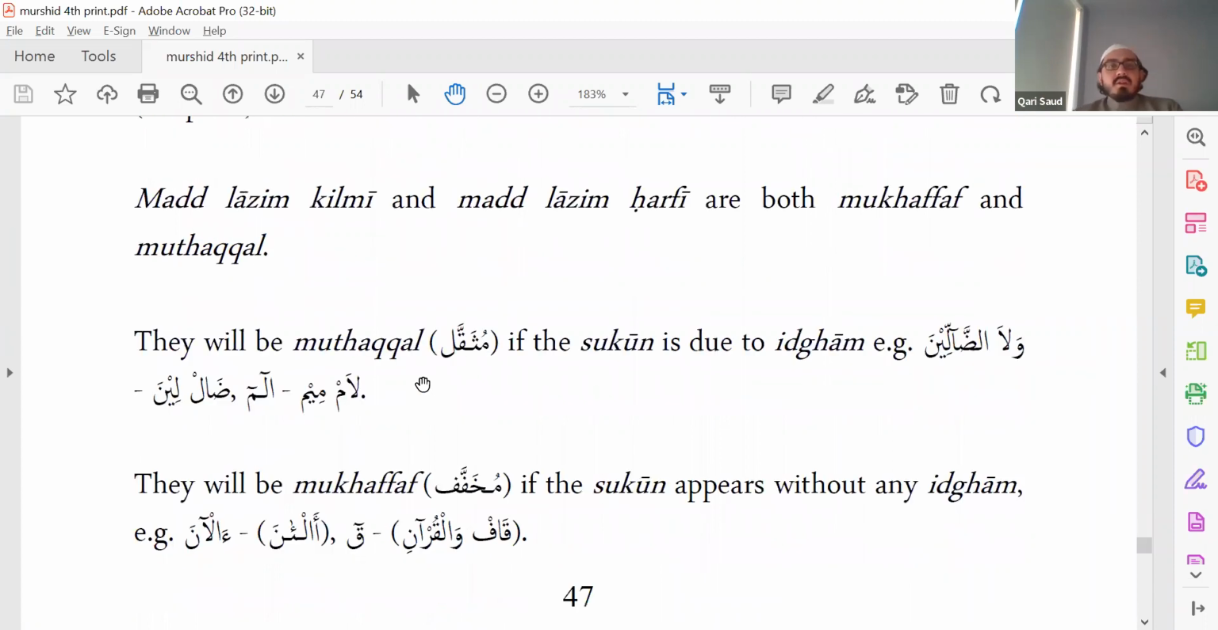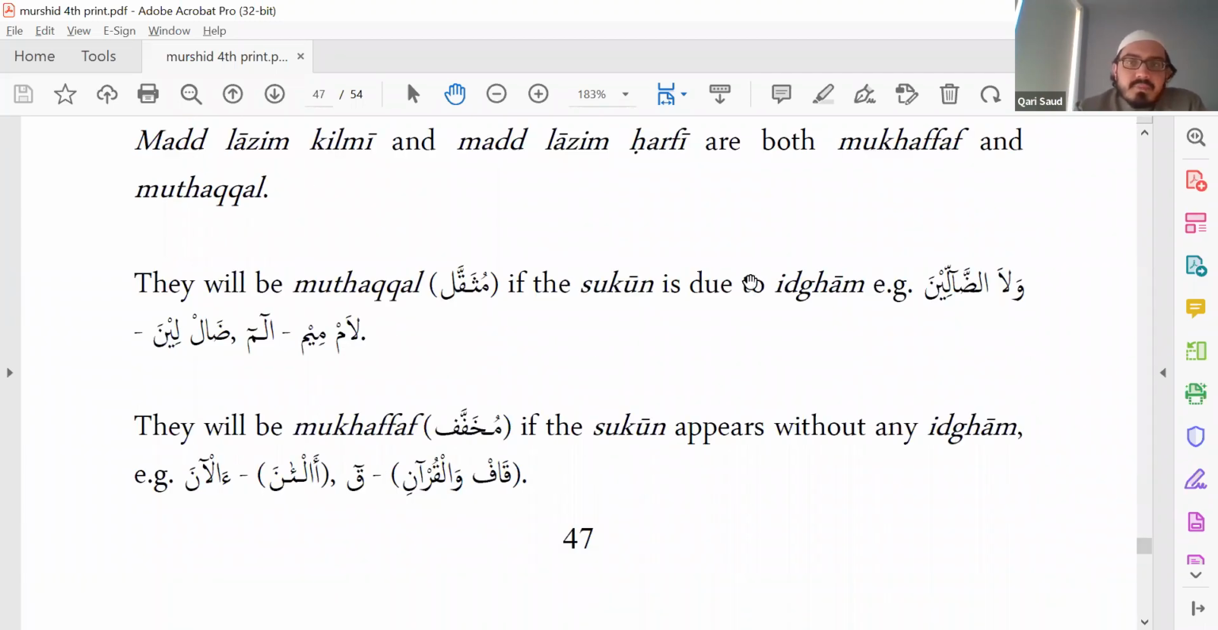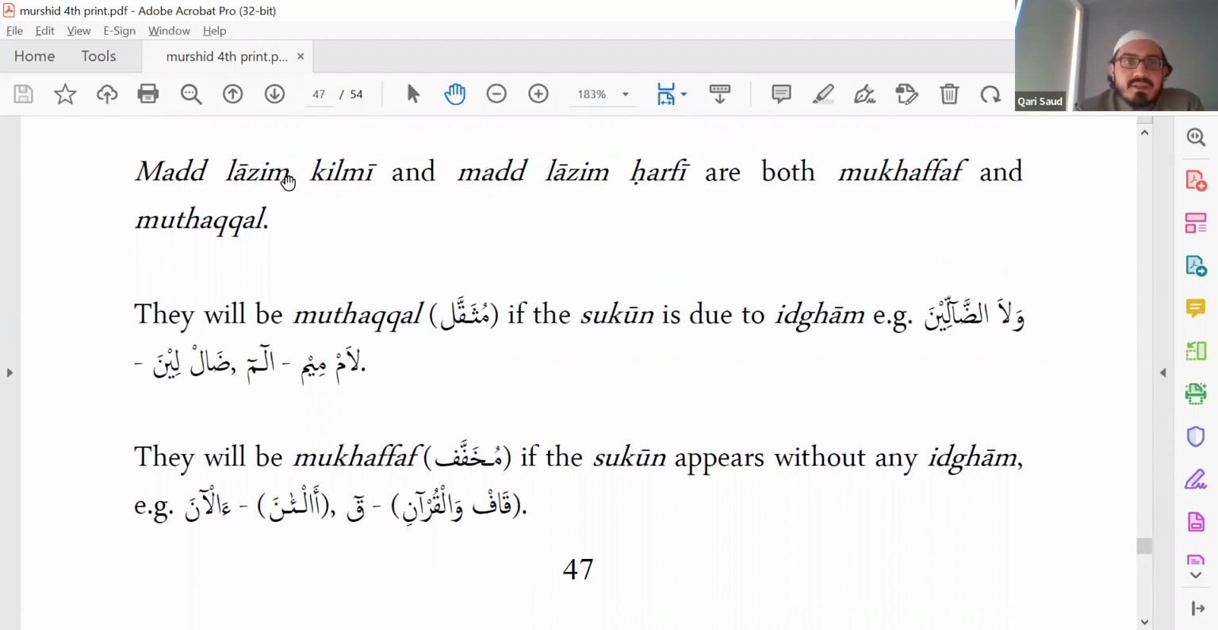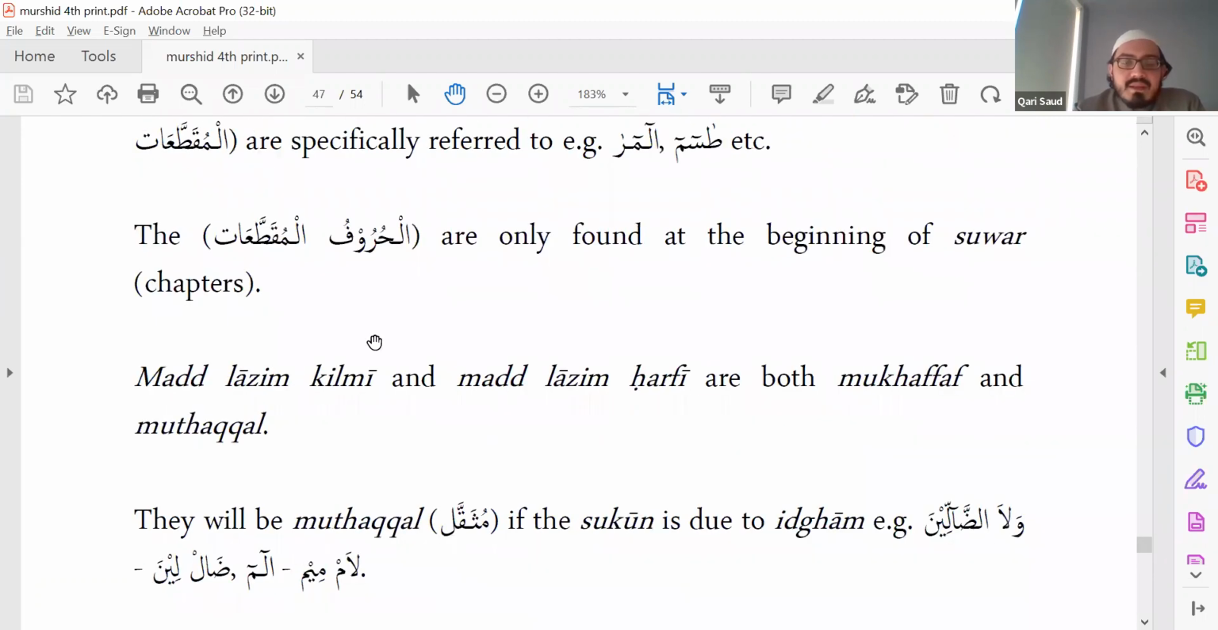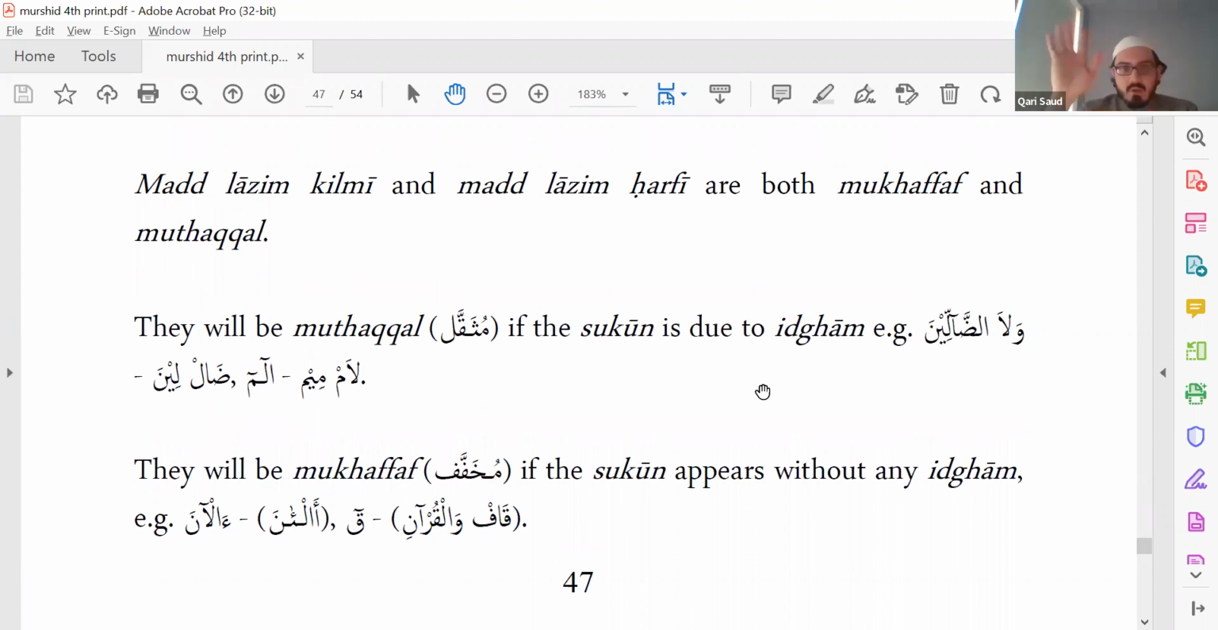So there will be muthaqqal, heavy, if the sukoon is due to idgham. So what are examples? Walad dallin. Look here. Dallin. Okay, so we have dal. The first lam has sukoon, the second has a kasra. So it's actually shadda, right? So this will be heavy, muthaqqal. So mad lazim, and it's in one word, kilmi. So we'll say mad lazim, because lazim means the sukoon is always there. This sukoon on the lam is always there.